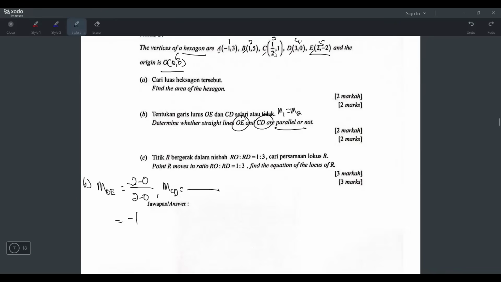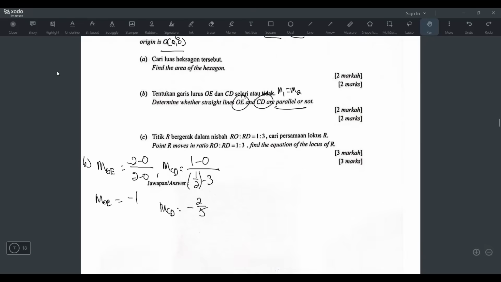For your gradient CD, it will be this one and this one. Same thing, y minus y, 1 minus 0 over x minus x, 1 over 2 minus 3. Okay, so I put bracket here. What is 1 over 2 minus 3? Negative 5 over 2, and then 1 divided by the answer is negative 2 over 5. Use your calculator to help you lah. Alright, so that's your gradient CD and this is your gradient OE.